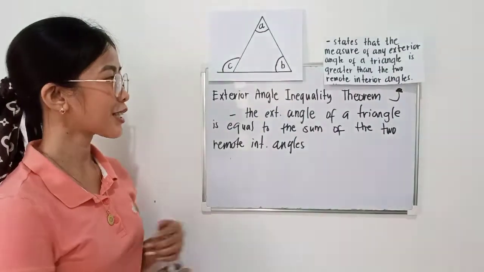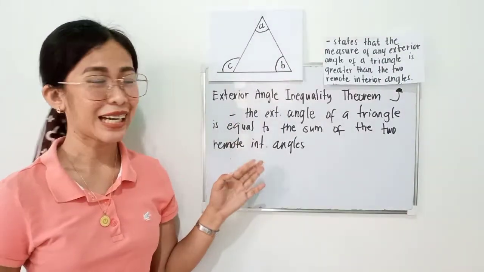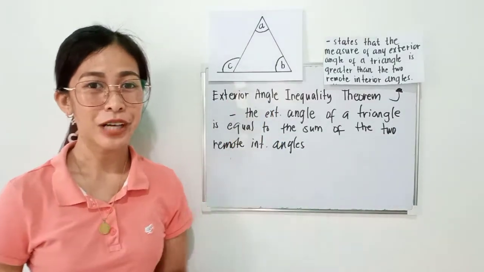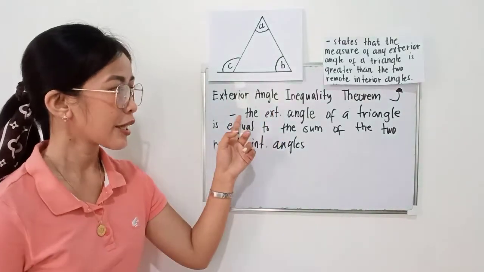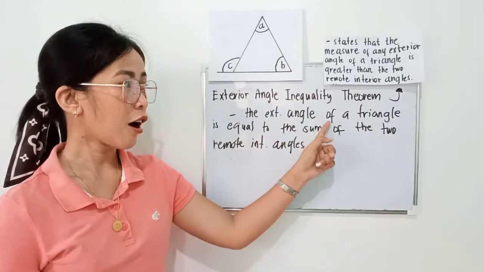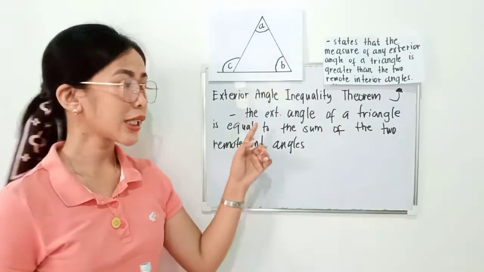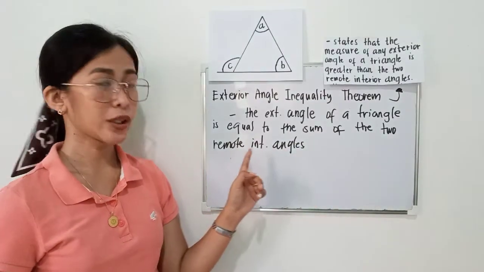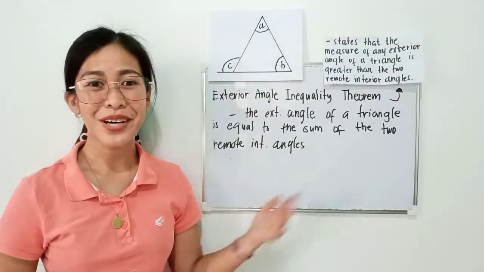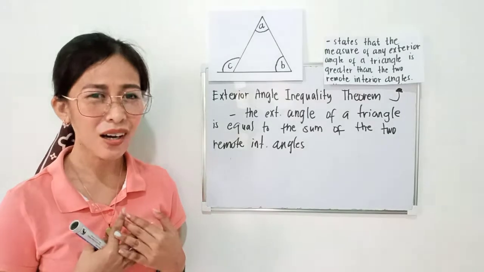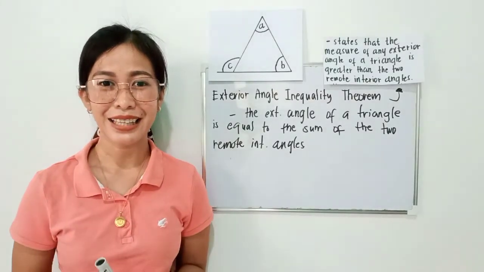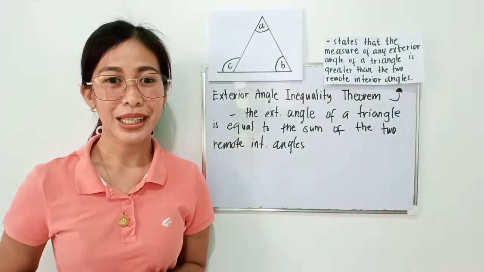Okay, so take a look at this another statement. Ayan, yung sinasabi ng ating exterior angle inequality theorem. Okay, sabi din dito, the exterior angle of a triangle is equal to the sum of the two remote interior angles. So, di ba kapag binasa siya, parang, ha? Ano yun? Ganon, di ba yung feeling? Pero kaya nga, iisa-isahin natin para mas madali ninyong maintindihan.